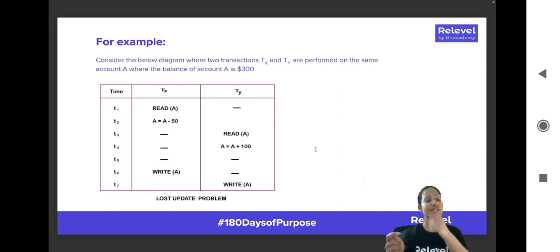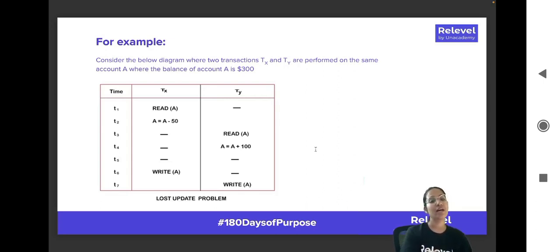And here someone else is reading that, I would say, balance itself, which is wrong. They should have both be reading $300. But in this case, TX will read 300, but TY will read 250. Okay. And what will happen is after that, TY will basically add 100 rupees or $100 to that account, which will lead to 250 plus $100. That will lead to 350.